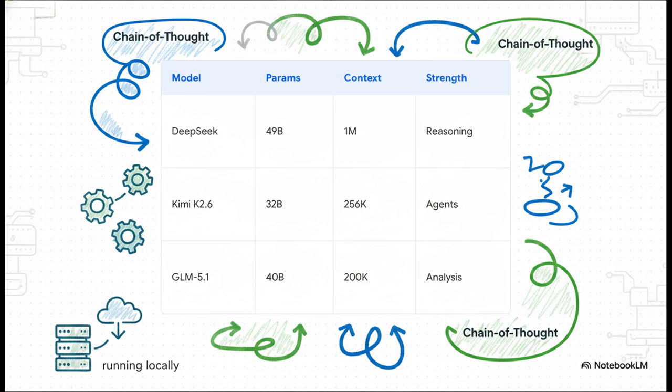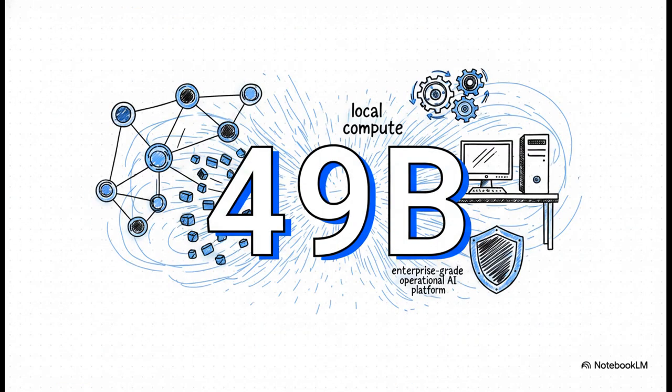And the best part? Because they're open-weight, you can run them right on your own machine. 49 billion. That is the number of active parameters DeepSeek V4 Pro uses per token. It uses what's called a mixture of experts architecture. And this is a total game changer, because it selectively activates only a subset of parameters at a time.